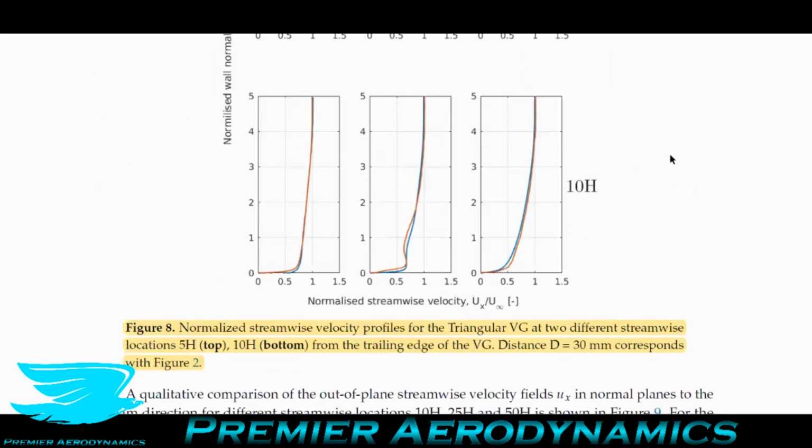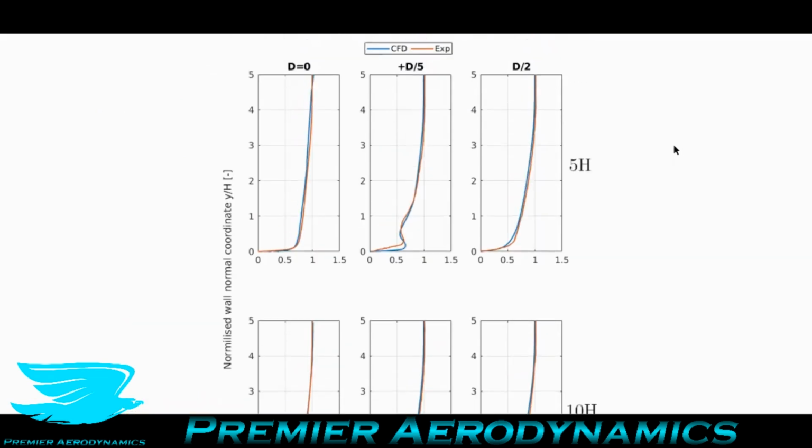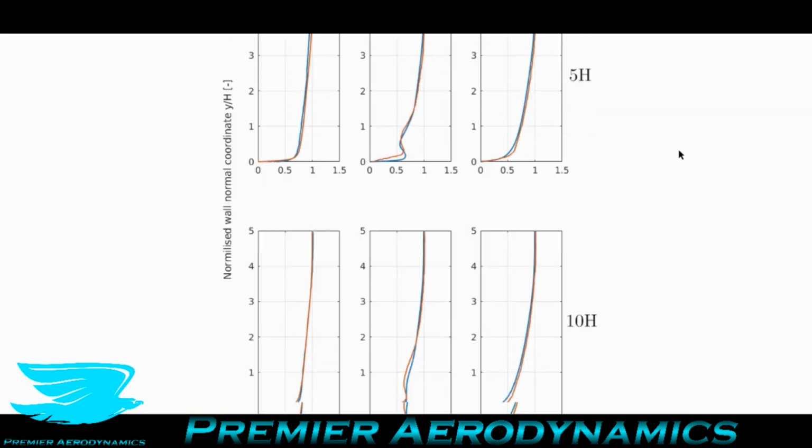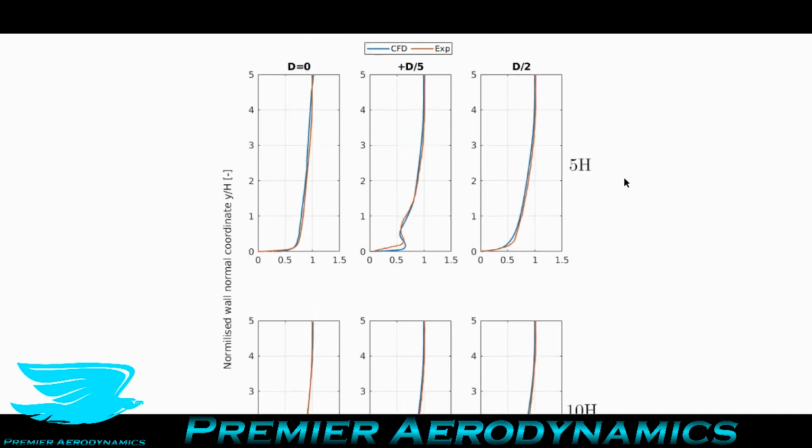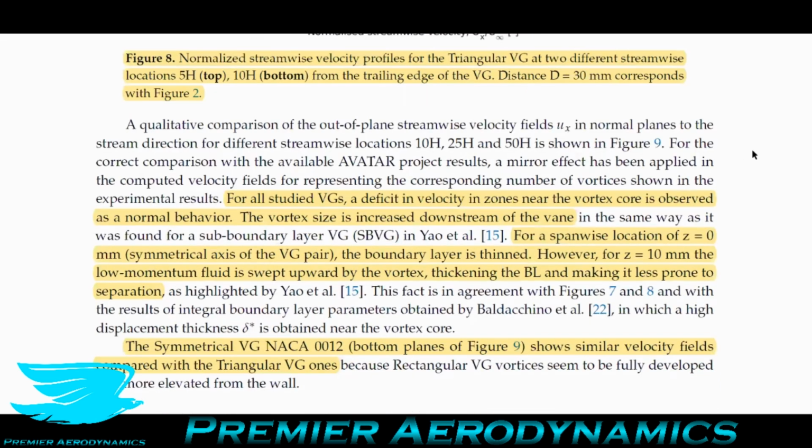Now, they also look at the triangular vortex generator, the same sort of thing, and they find, again, as you go downstream, the boundary layer gets affected a little bit more to the span-wise direction, but they also are doing their job in terms of pumping a lot more velocity into the boundary layer near the surface. So that's good. So they say, for all studied vortex generators, a deficit in the velocity in zones near the vortex core is observed as a normal behavior. The vortex size is increased downstream of the vane.